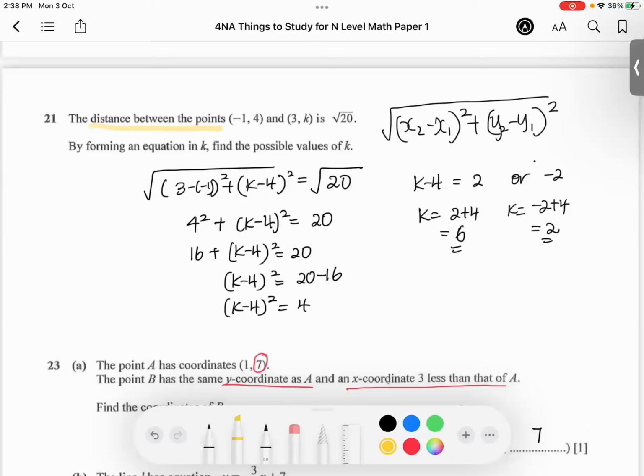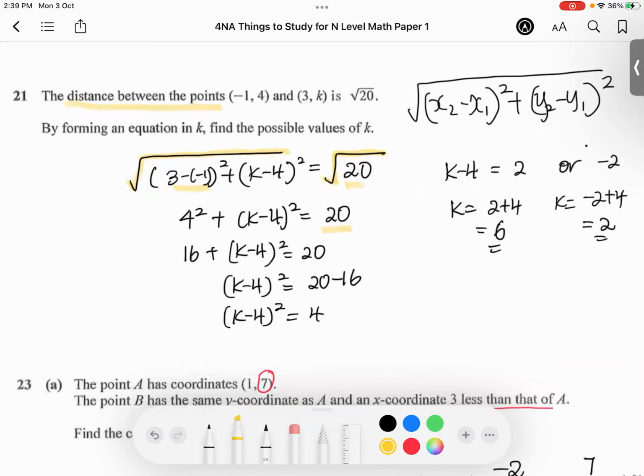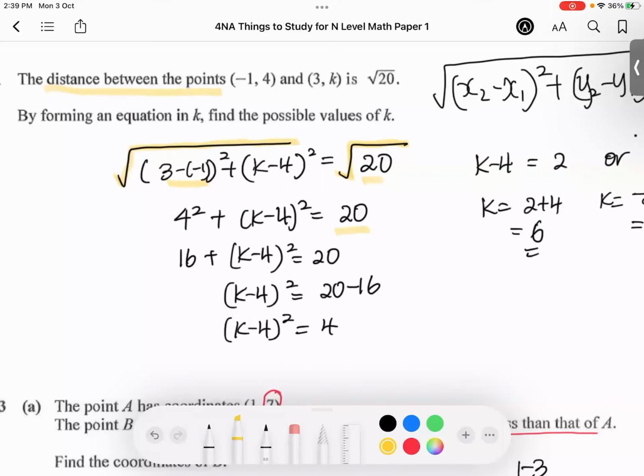How do we get rid of the square root? Both sides of them have square root, so we just happily get rid of the square root. If there is only one side with a square root, you can square both sides, get rid of the square root, and square the number. So in this case, we will have the number 20, and then you simplify this. This is 3 minus -1, which will be 4. 4 squared will be 16.